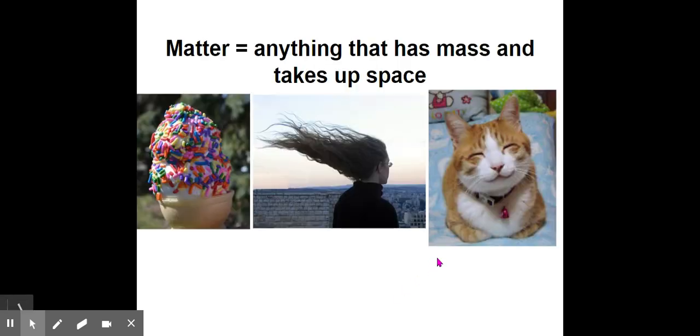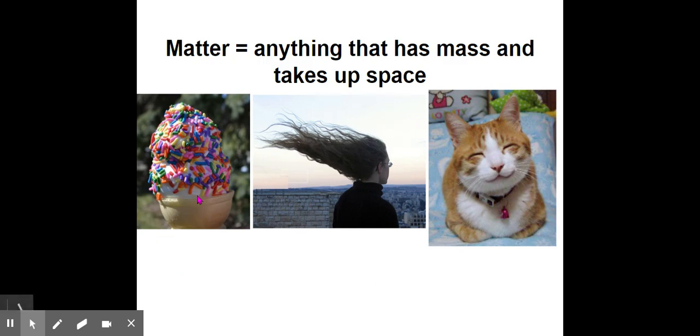So, when I say matter, this is what I mean. This is the scientific definition of matter. Matter is anything that has mass and takes up space. Anything that has mass and takes up space.